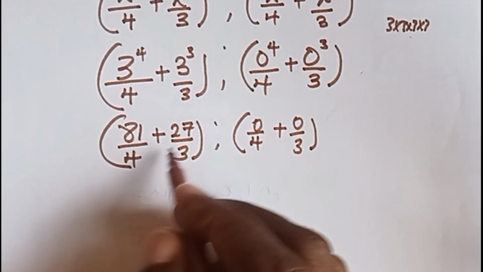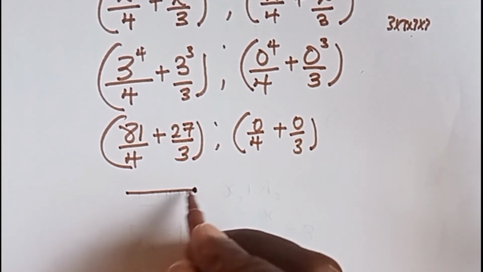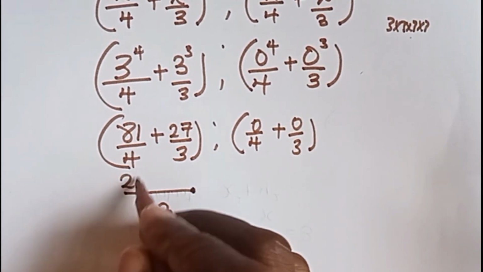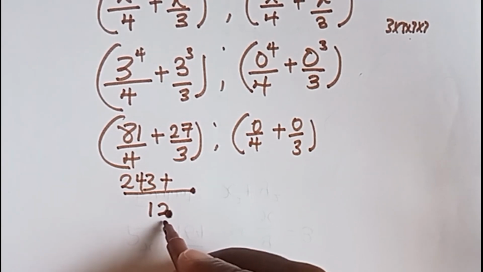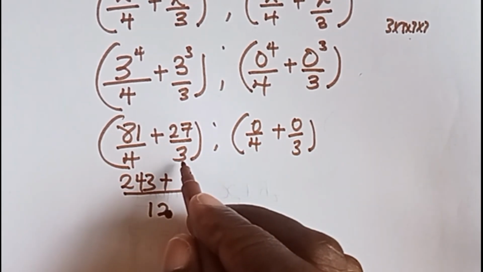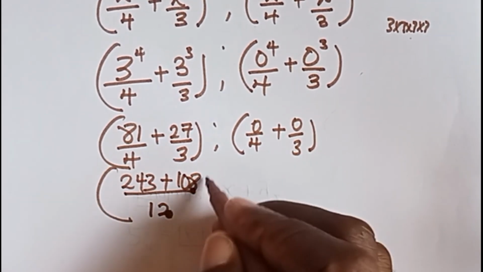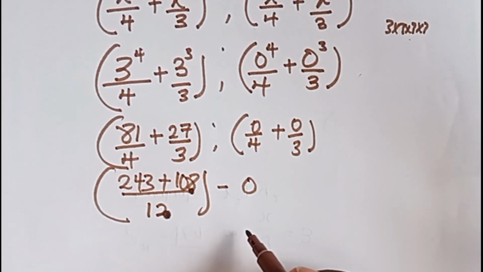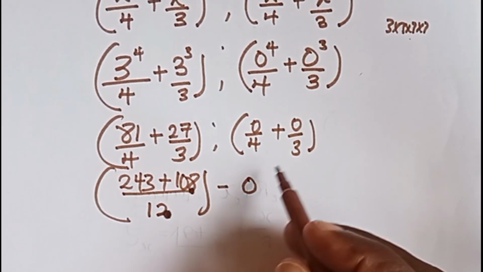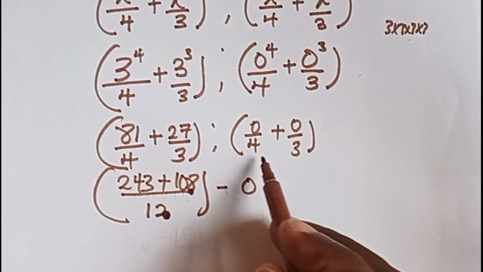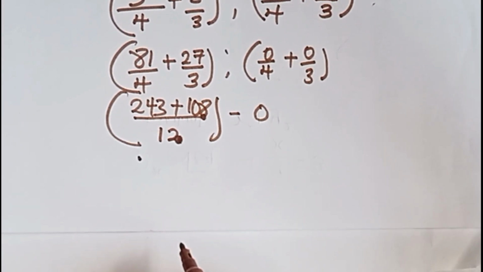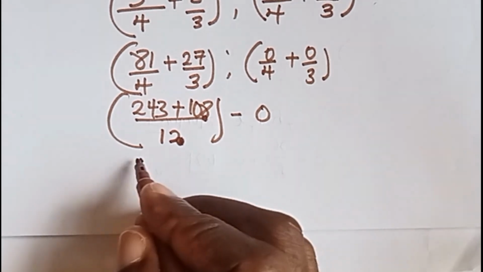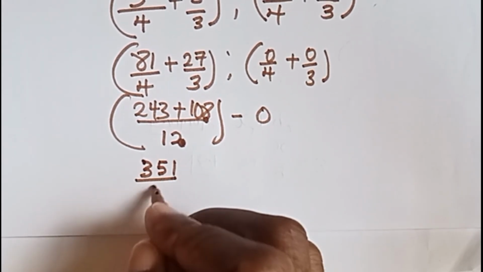Now let's find the LCM, which is 12. How many 4s can we see in 12? 3. 3 times 81 will give us 243. Plus, how many 3s in 12? 4. 4 times 27 will give us 108. Minus 0, because 0 over 4 is 0, plus 0 over 3 is 0, and 0 plus 0 is 0. Adding, 243 plus 108 gives us 351 over 12.